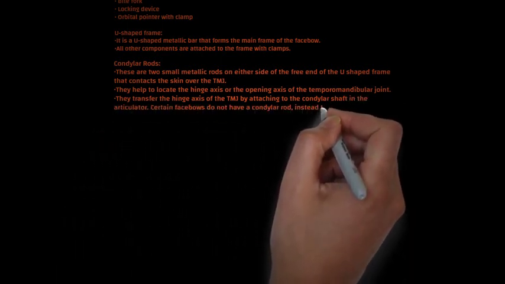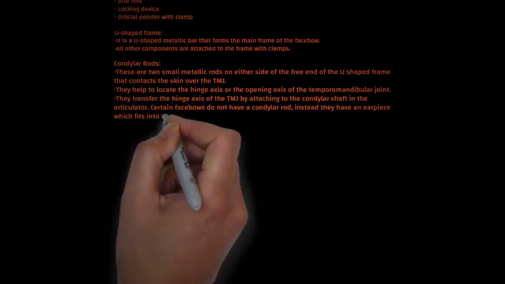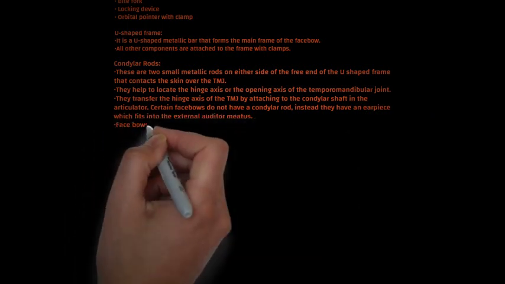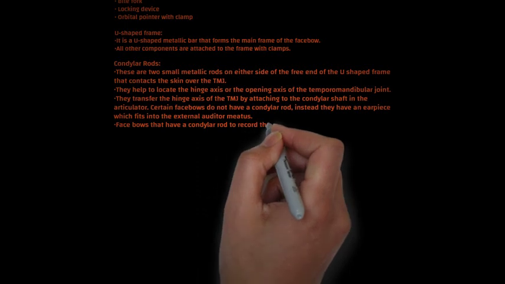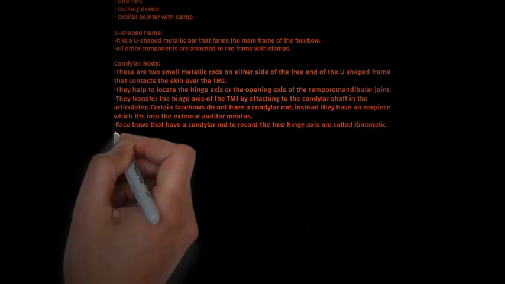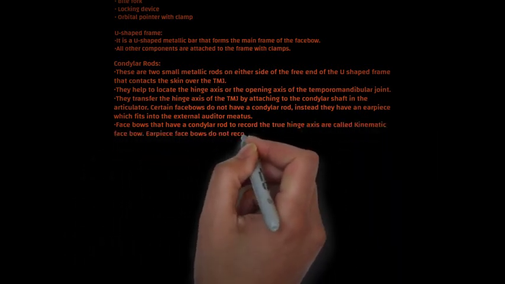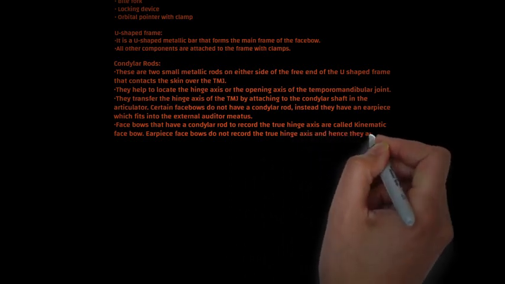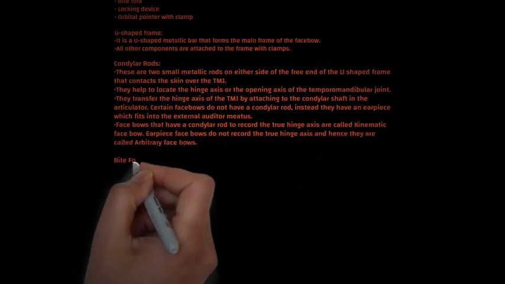Certain face bows do not have a condylar rod. Instead, they have an earpiece which fits into the external auditory meatus. Face bows that have a condylar rod to record the true hinge axis are called kinematic face bows. Earpiece face bows do not record the true hinge axis and hence they are called arbitrary face bows.